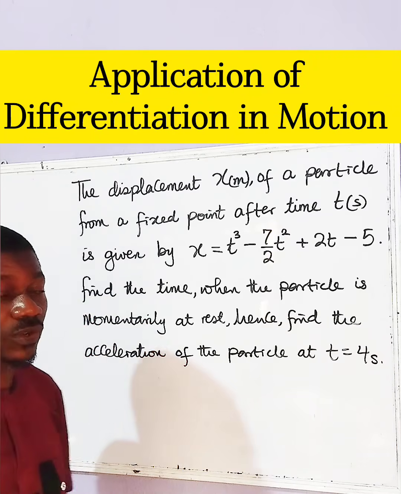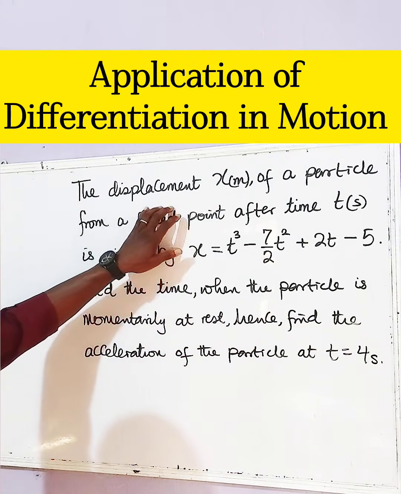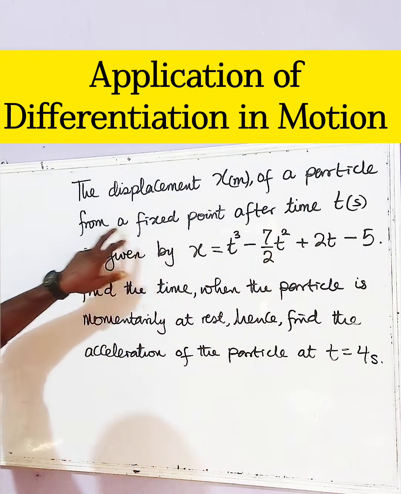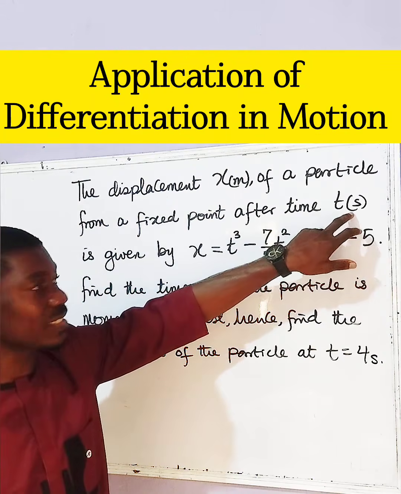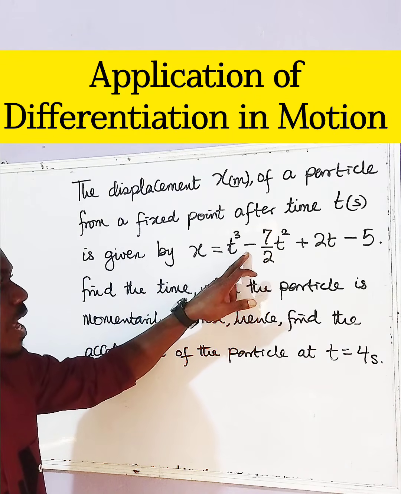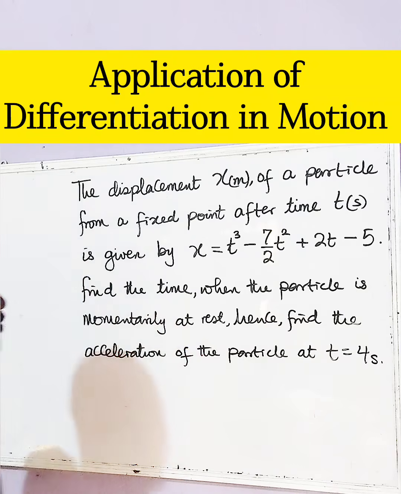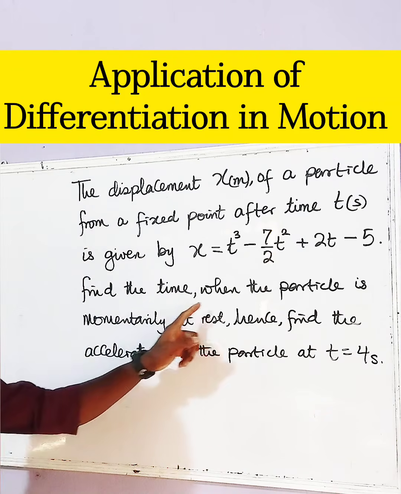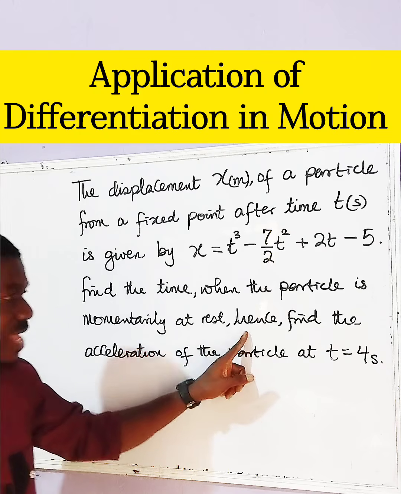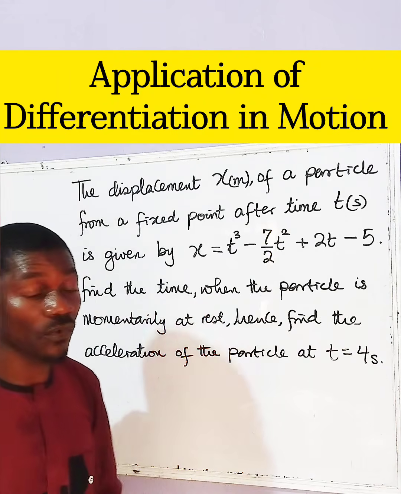Let us solve this question from the application of differentiation in motion. It states that the displacement x, in meters, of a particle from a fixed point after time t seconds is given by x equals t raised to 3 minus 7 over 2 t raised to 2 plus 2t minus 5. Now find the time when the particle is momentarily at rest. Hence, find the acceleration of the particle at time t equals 4 seconds.